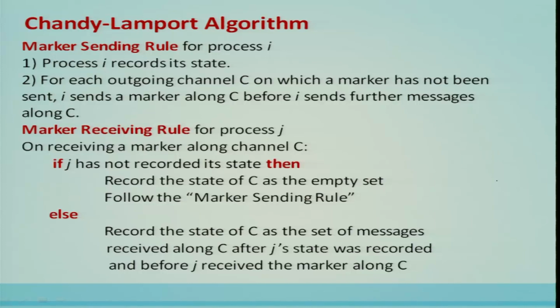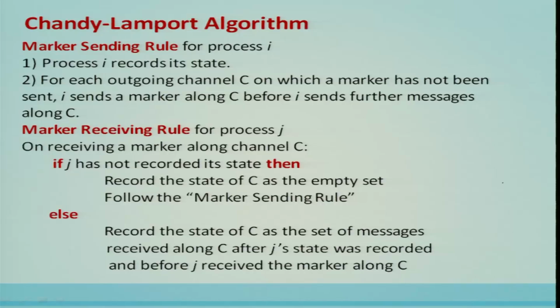Let us see the algorithm in more detail. The marker sending rule for a process I has two steps. Process I records its state; for each outgoing channel C on which a marker has not been sent, I sends the marker along C before I sends further messages along C. Marker receiving rule for a process J: on receiving a marker along channel C, if J has not recorded its state, then record the state of C as empty and follow the marker sending rule; else record the state of C as the set of messages received along C after J's state was recorded and before J received the marker along C.